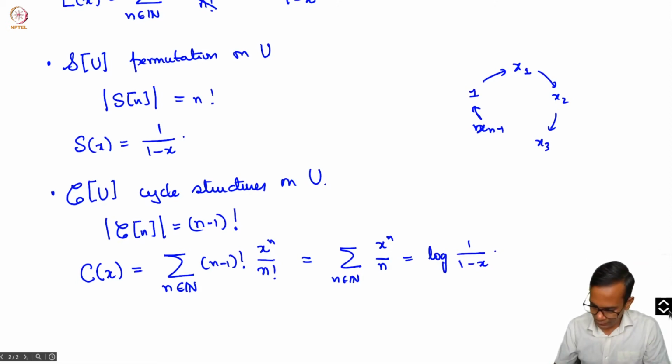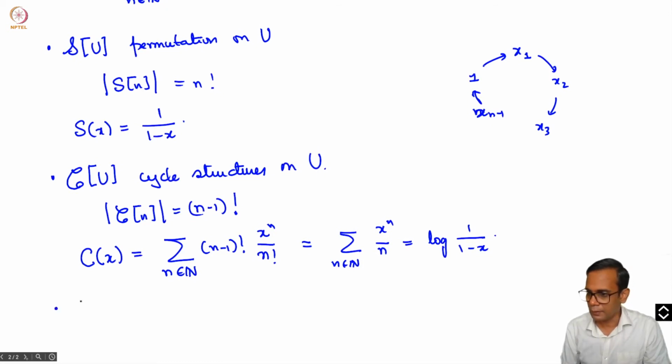Now let's look at D, which is the species of D of U, maybe, all directed graph structures on U.